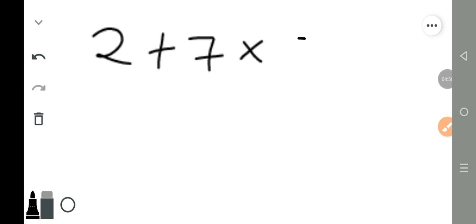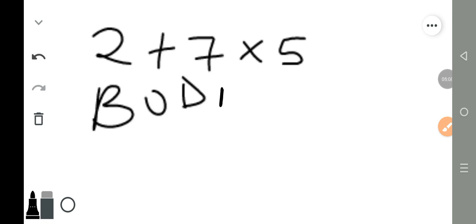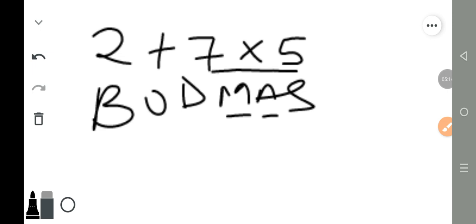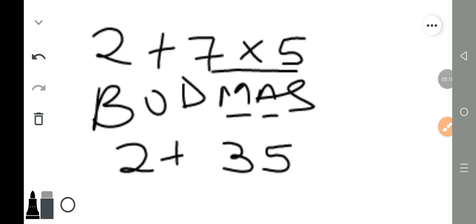Now, the next one we are going to be doing is this. For question 2, 2 plus 7 times 5. And according to BODMAS, or PEMDAS, anyone that you're using in your school, you see that your multiplication comes first before addition. So you work on this. 7 times 5 is 35. So 2 plus 35, and your answer is 37.